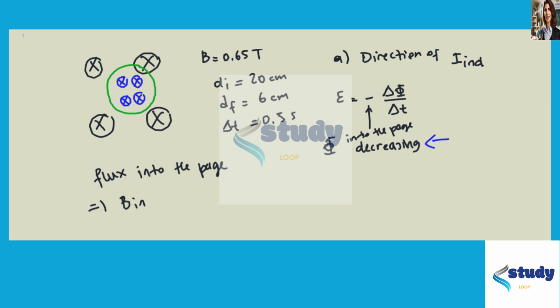So when that's the case, then from right-hand rule number 1, by aligning your thumb in the direction of this B induced and curling the rest of your fingers around the circle, you can conclude that the induced current's direction has to be clockwise, right? From right-hand rule number 1, I induced has to be clockwise.